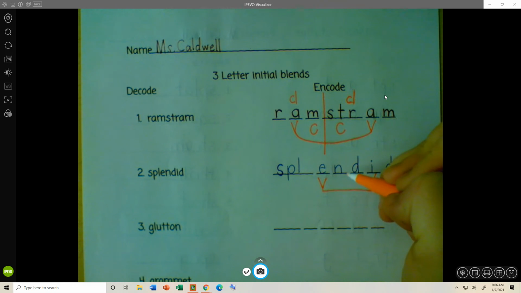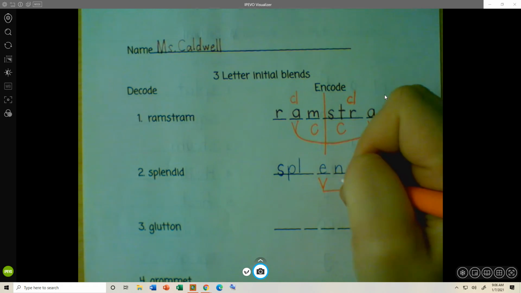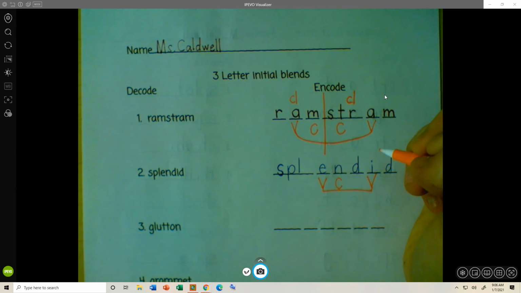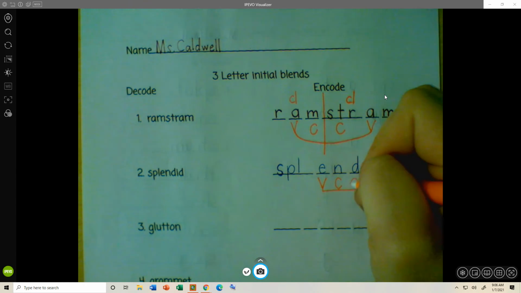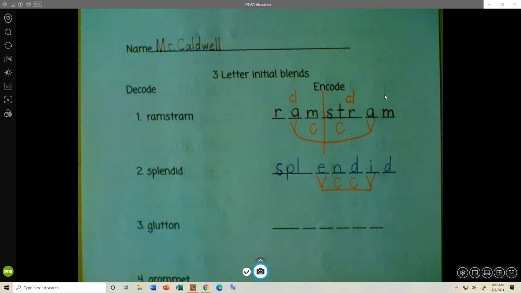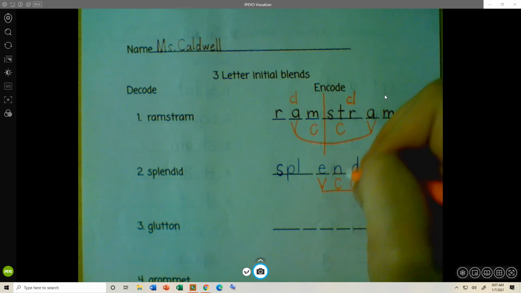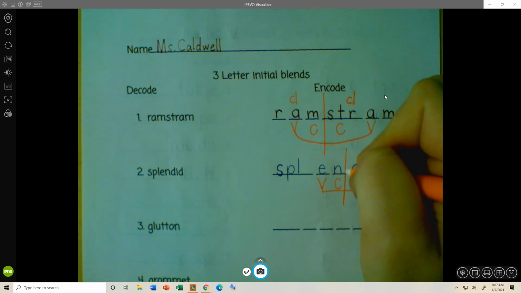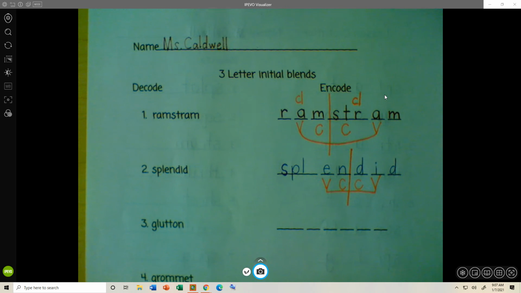And what about the letter N? Is it a vowel or a consonant? Jack? Consonant. Somebody other than Jack, is the letter D a vowel or consonant? Easton? Consonant. It's a consonant. Who wants to tell me where we're going to split? Adelaide. In the middle of the N and the D. Perfect. In the middle of the N and the D.